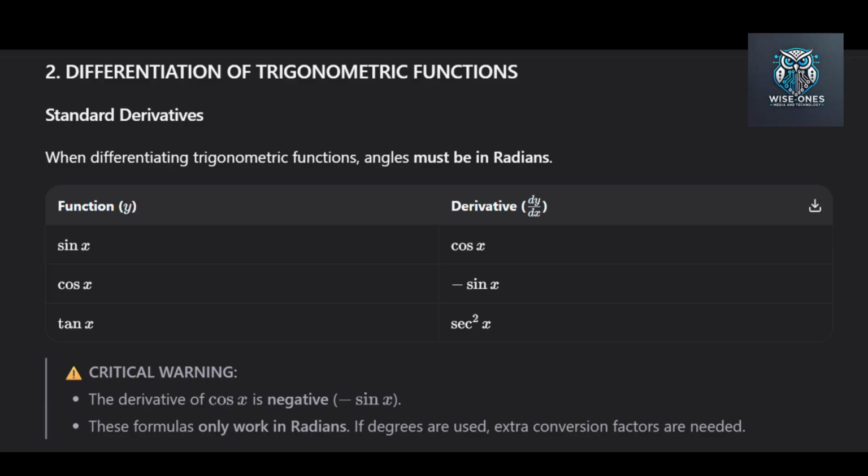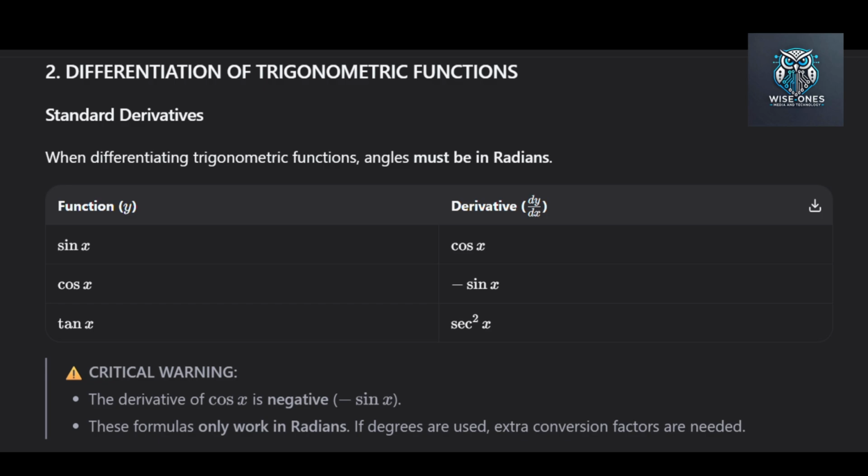Here are the standard derivatives you need to memorize. If y equals sine x, then dy/dx equals cosine x. If y equals cosine x, then dy/dx equals negative sine x. If y equals tangent x, then dy/dx equals secant squared x.